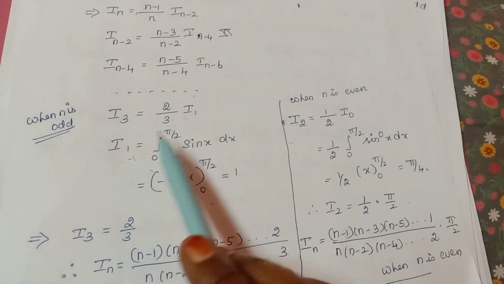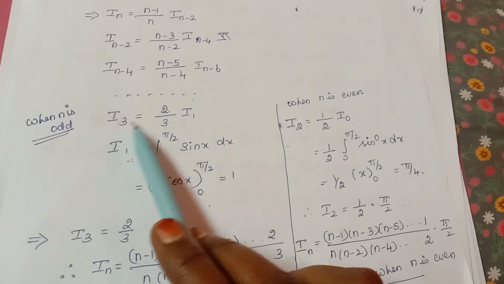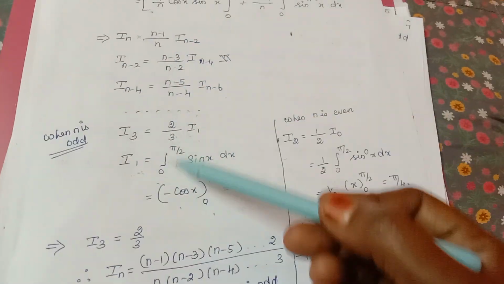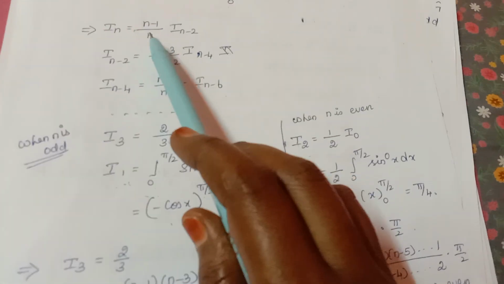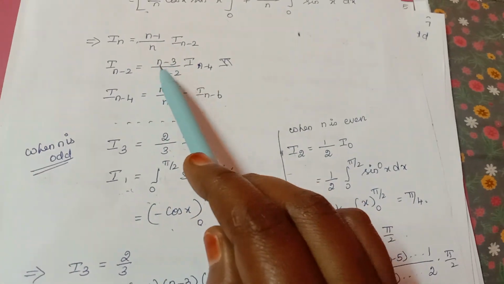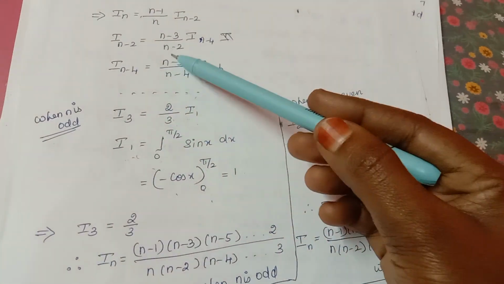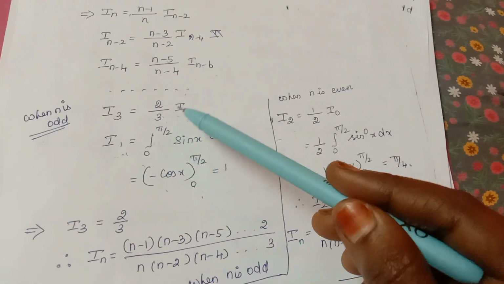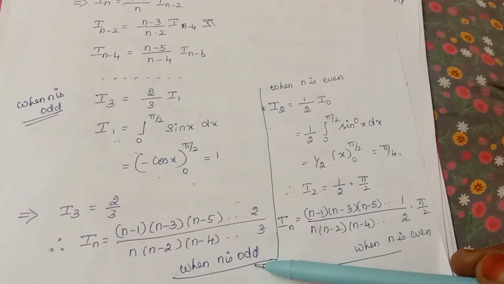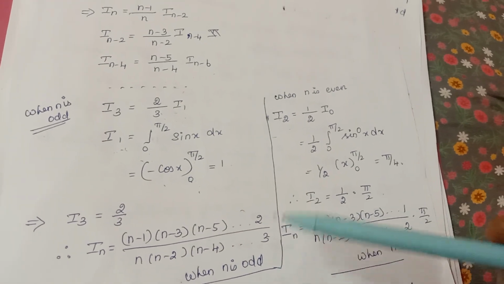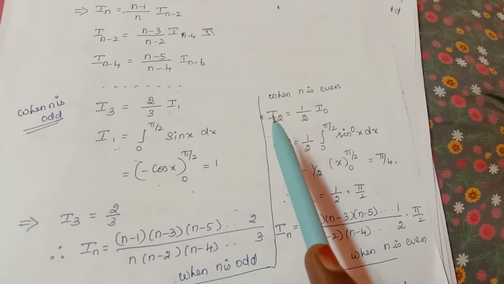If you put I1 equal to 1, this will be what? 2 by 3. I3 equal to 2 by 3. So consolidate all the results, and I can write In is equal to, so how to write? N minus 1 by n into n minus 3 by n minus 2 into n minus 5 by n minus 4, etc. into what will be the last term? 2 by 3, when n is an odd integer. Suppose when n is an even integer, it will finally end up at 2.